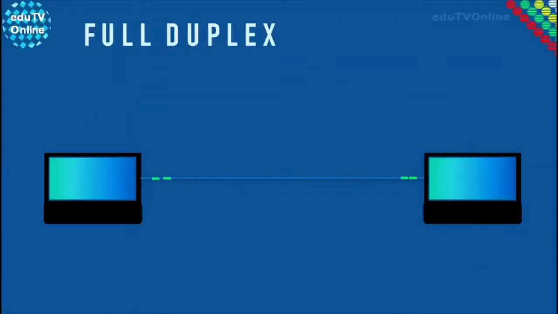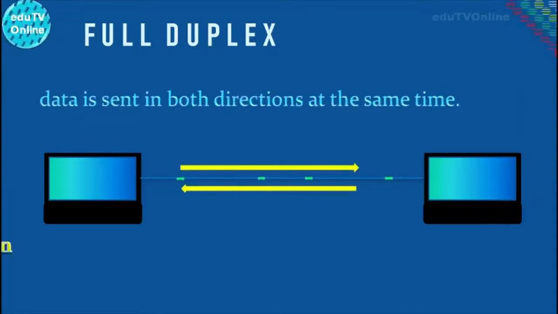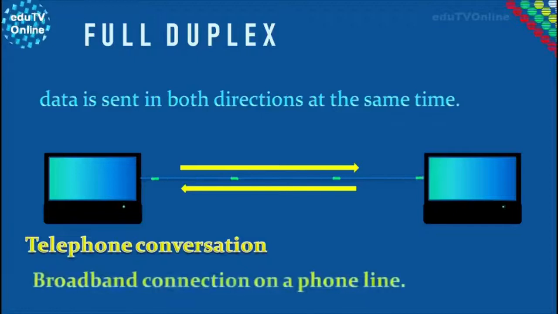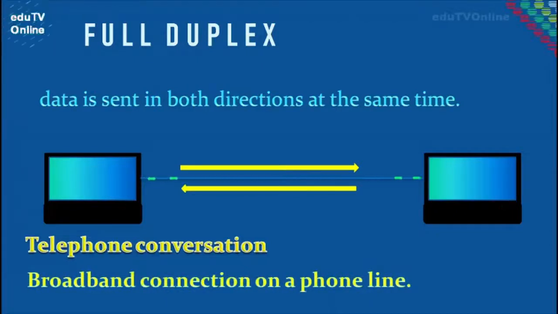In full duplex transmissions, data is sent in both directions at the same time. An example is a telephone conversation where both people can speak to each other at the same time. Another example is a broadband connection on a phone line.